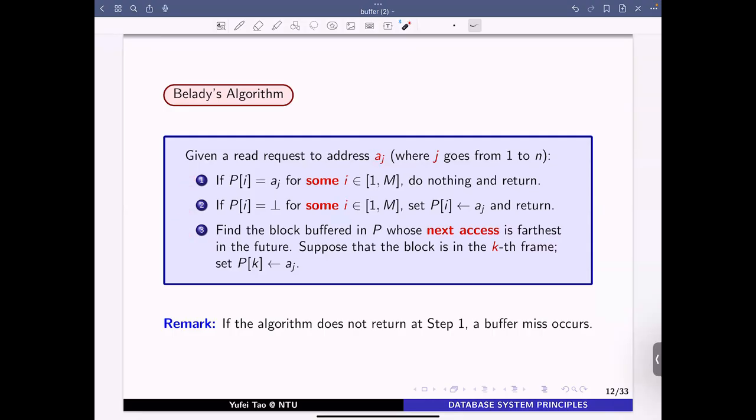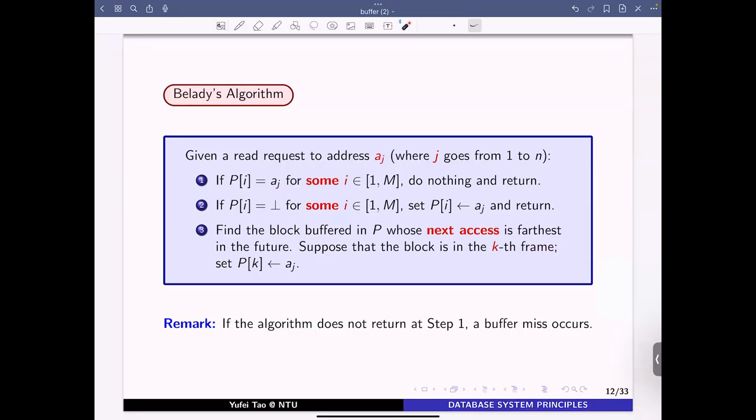First of all, you check if AJ is in the pool currently. If AJ is currently buffered, then all good. This is a buffer hit. Congratulations, you just saved a dollar. In this case, you simply return, because there's nothing else to do. You have already served the request. It's in the buffer, so it satisfies the constraint.